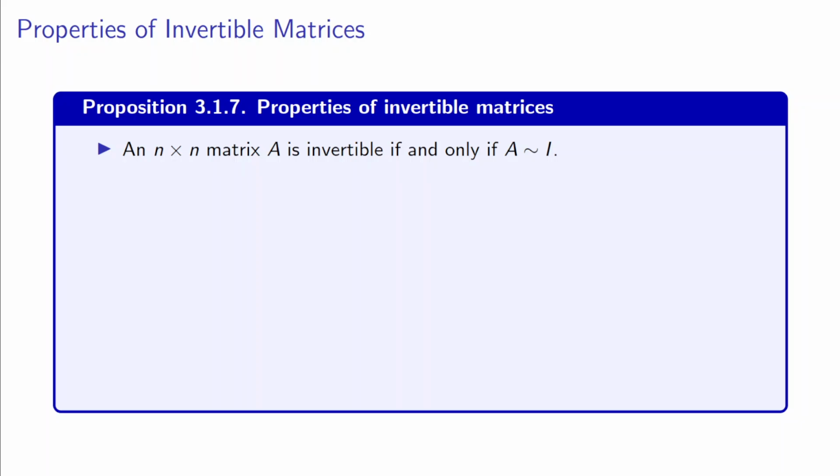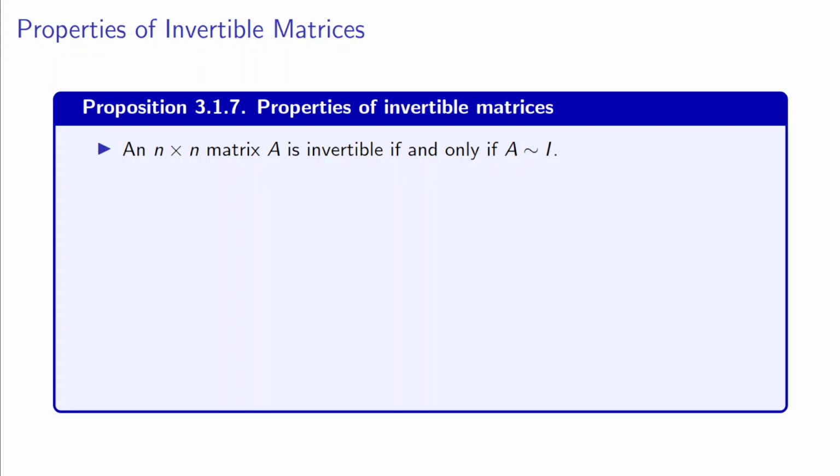In this video, we're going to further study some properties of invertible matrices. To begin with, let's take a look at proposition 3.1.7, which has several properties of invertible matrices. To start out with, we have the fact that an n by n matrix A is invertible if and only if A is row equivalent to the identity matrix.